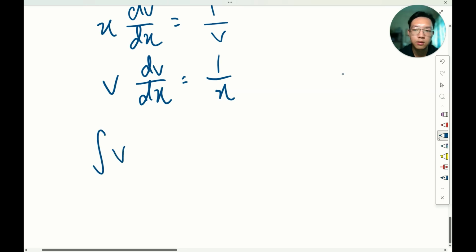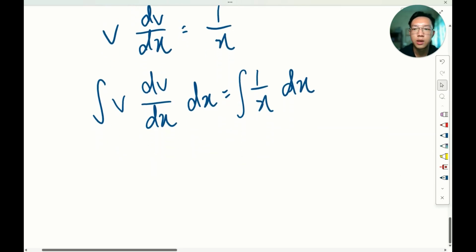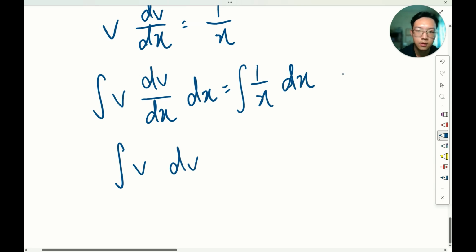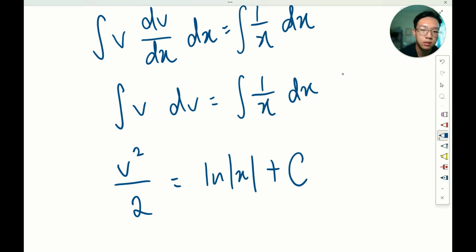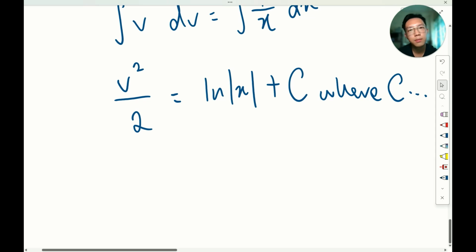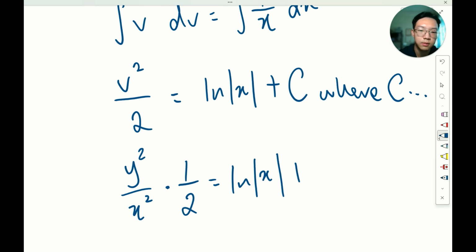Integrating both sides with respect to x, variable separable method, we can have the integral of v dv equals the integral of 1 over x dx. Very nicely we have v squared over 2 equals ln mod x plus c, where c is a constant. Define the c constant once again. Remember to sub out the v for y over x. We'll have y squared over x squared, multiplied by half, equals ln mod x plus c.